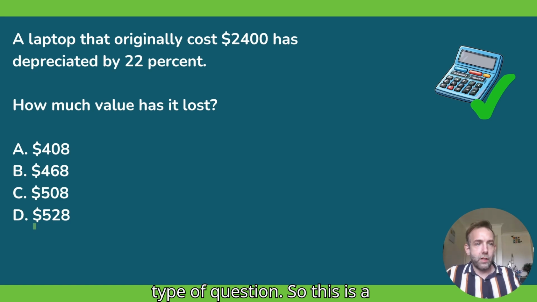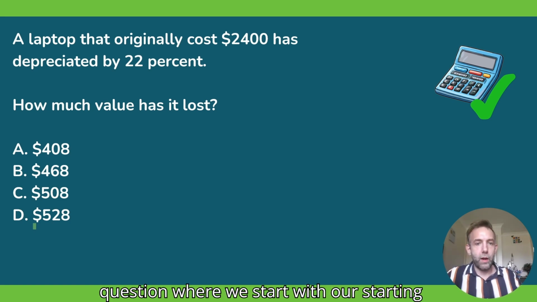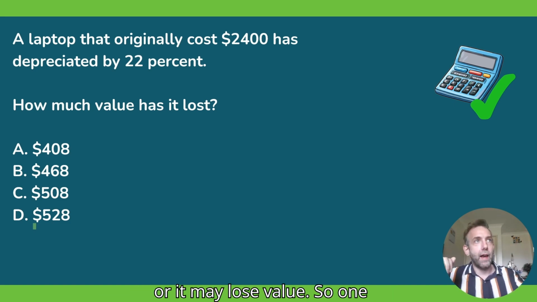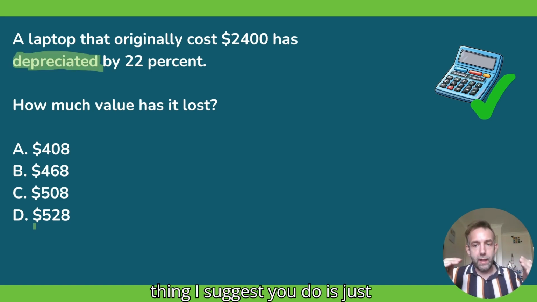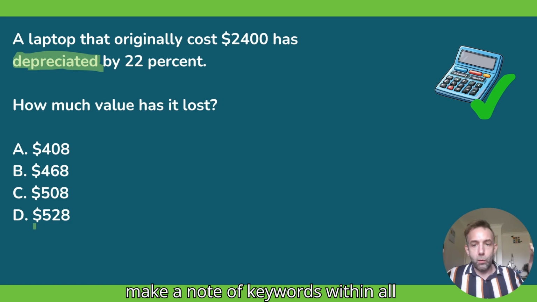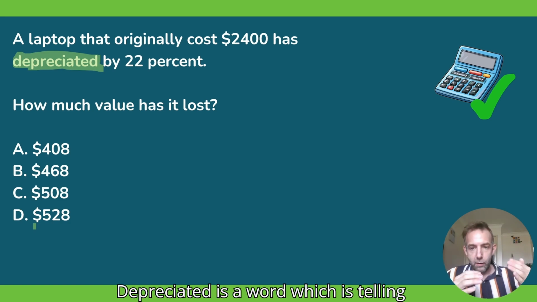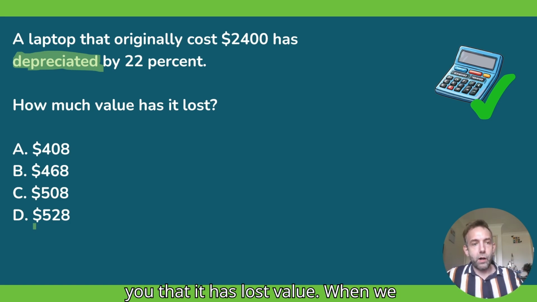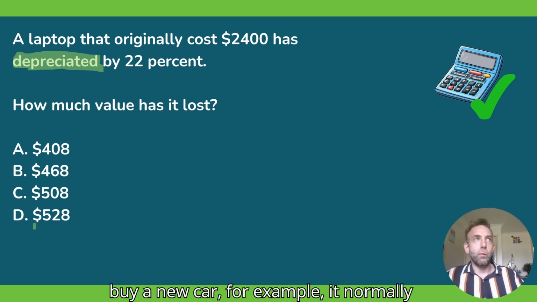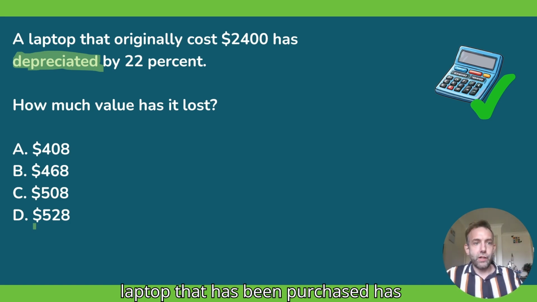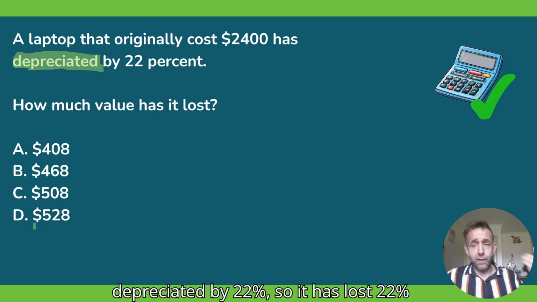So this is a percentage increase/decrease question where we start with our starting value, 100%, and it may gain value or it may lose value. So one thing I suggest you do is just make a note of key words within all of your LANTITE numeracy revision. Depreciated is a word which is telling you that it has lost value. When we buy a new car, for example, it normally depreciates the more we drive it. So this laptop that has been purchased has depreciated by 22%. So it has lost 22% of its value.